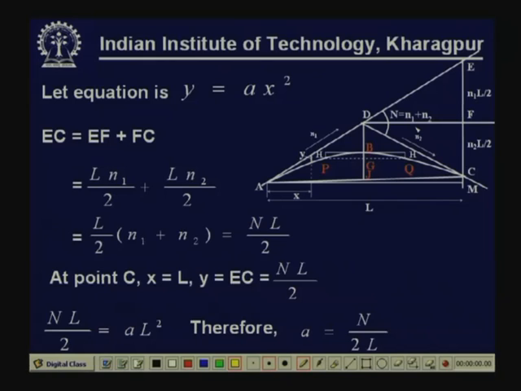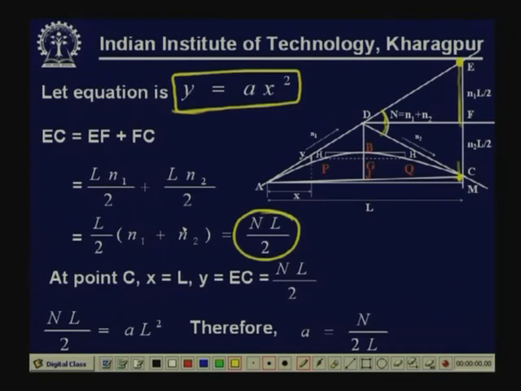As we have told, it follows parabola is assumed, the equation is assumed as parabola. So, if we assumed y equal to ax square as the basic equation, then this EC from this point to that point, EC equal to EF plus FC. Now, EF is nothing but L by 2, this length is L by 2, L by 2 into N1, this part, plus L by 2 into N2. So, that is nothing but NL by 2.